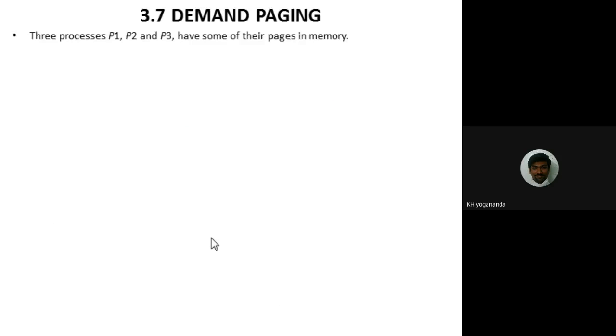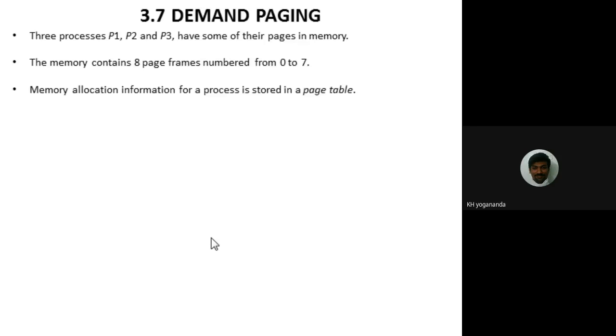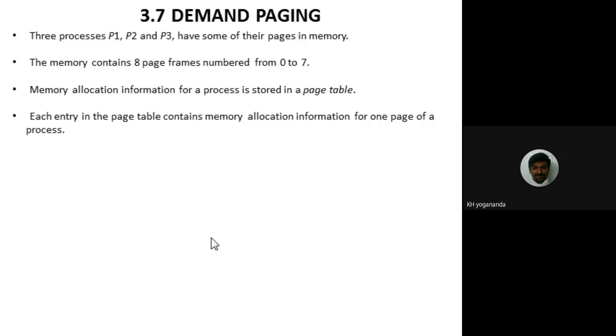Okay, so we took 3 processes p1, p2, p3 and we constructed page tables. We took a memory having 8 page frames numbered from 0 to 7. We constructed a page table for each of the processes: page table of p1, page table of p2, and page table of p3. In each page table we saw the page table entries, that is, the page frame numbers for the corresponding pages.